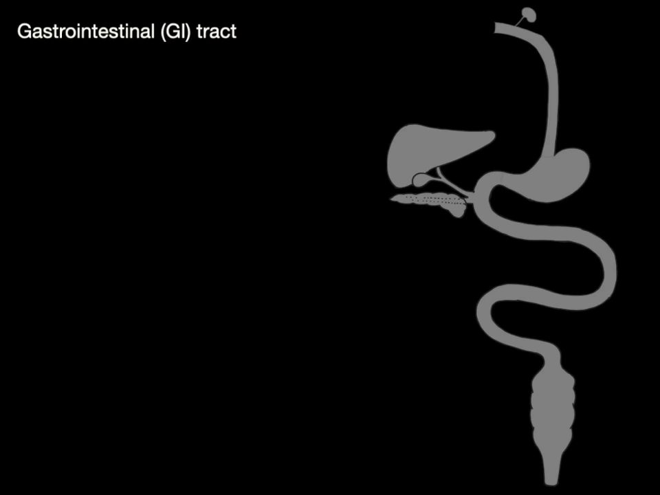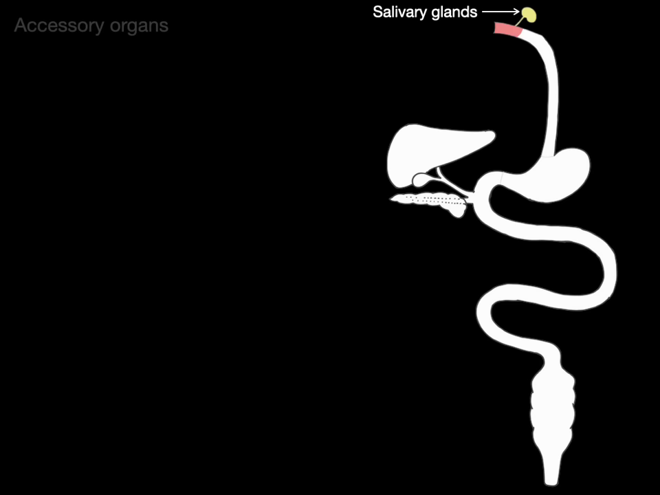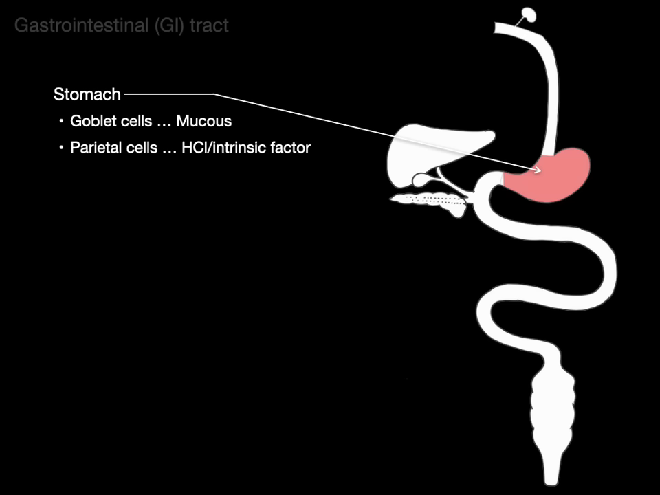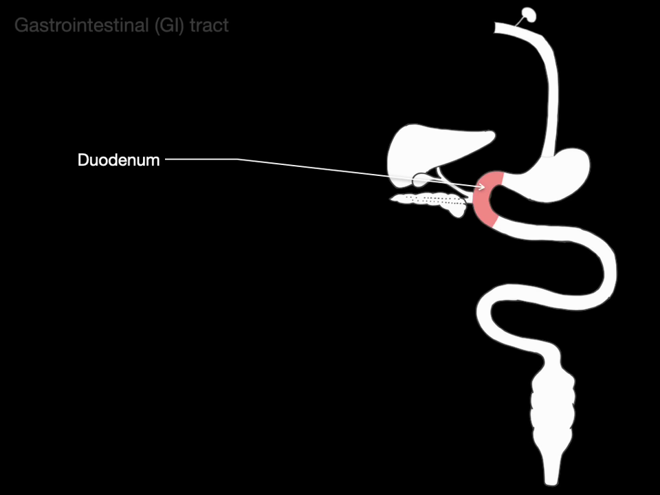We have the oral cavity, which is where teeth masticate and physically digest the food, where the salivary gland secretes saliva with salivary amylase that moistens the food and forms a bolus. That bolus then moves down the esophagus through peristalsis into the stomach, which has goblet cells that make mucus, parietal cells that make hydrochloric acid and intrinsic factor, and chief cells that make pepsinogen. Then the foodstuff, the chyme, goes into the duodenum.